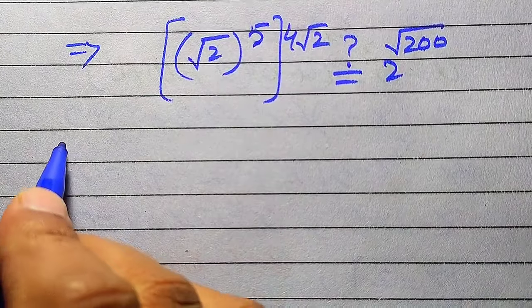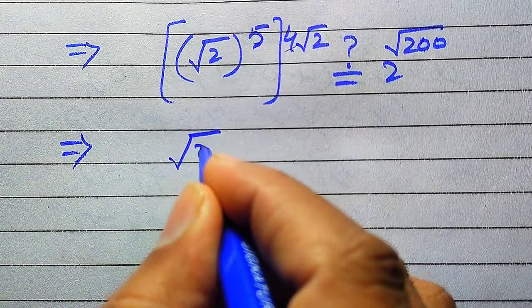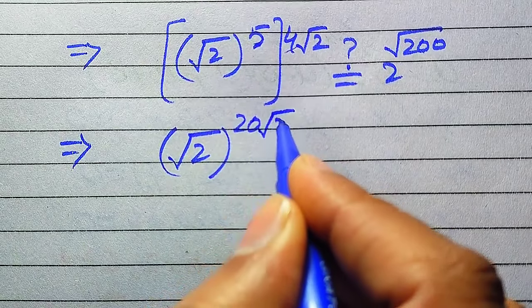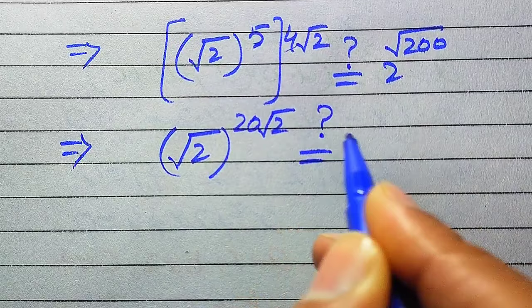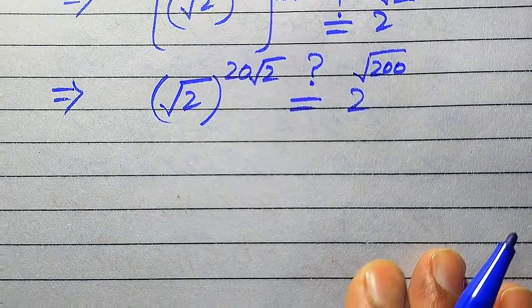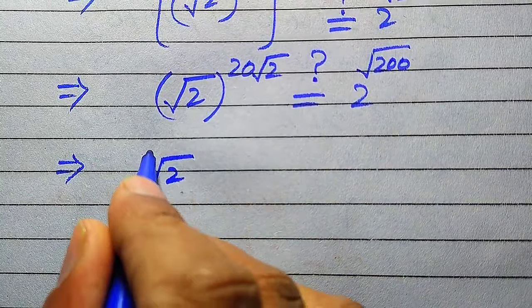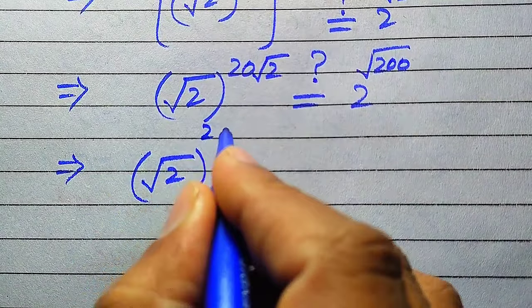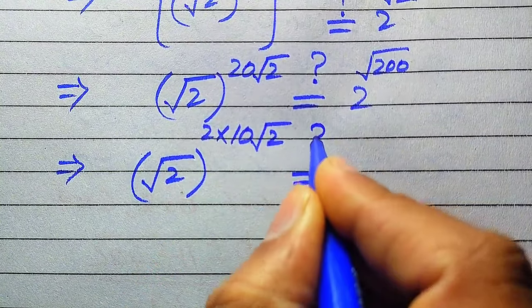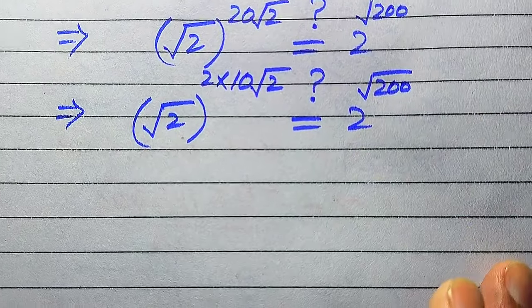So here we need more simplification on the left hand side, and we multiply these two exponents, and it will be written as square root of 2 to the power of 5 times 4, which becomes 20 times square root of 2, and we will check whether this equals 2 to the power of square root of 200 or not. So here we need to break this 20 as 2 multiplied by 10, and its whole square root of 2, and we check whether this equals 2 to the power of square root of 200 or not.